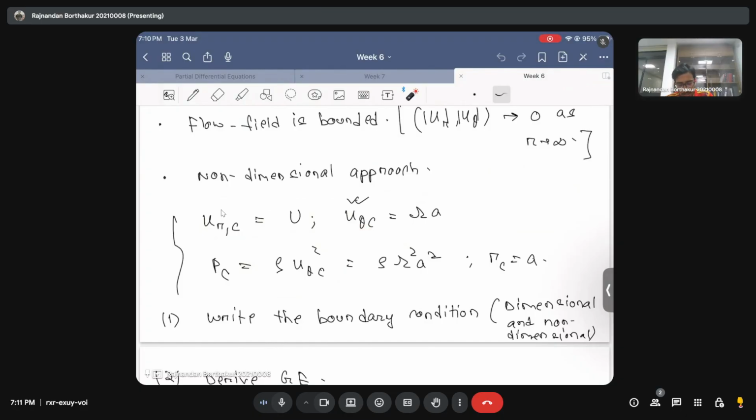That is, the pressure scale is chosen with respect to the characteristic velocity in the theta direction, which is u theta c. From here we evaluated the scale of pressure, which is simply rho times omega squared times a squared. And the obvious length scale that we had was the radius of the cylinder.